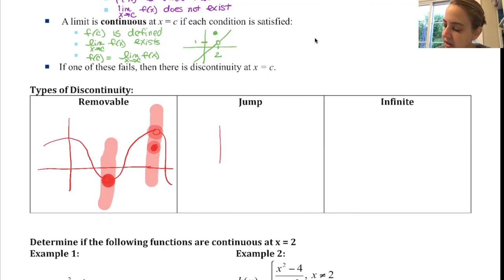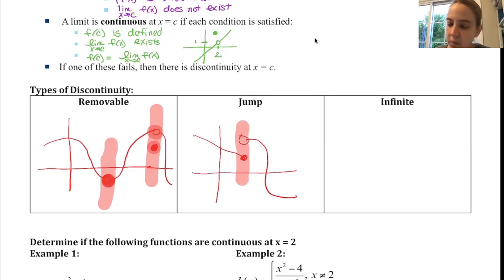A jump discontinuity is a little bit different. This is what I've seen with piecewise functions a lot. Maybe it looks something like this. You have this big gap between one side and the other. That's a jump discontinuity. One point isn't going to fix it.